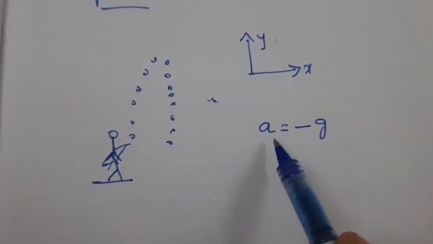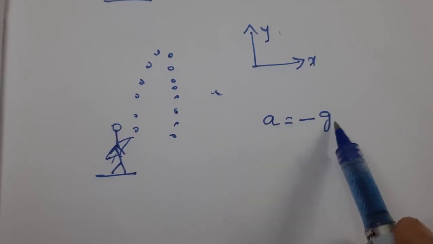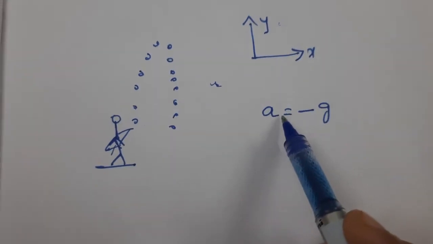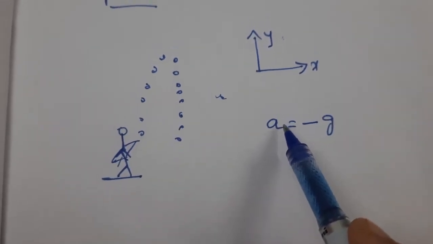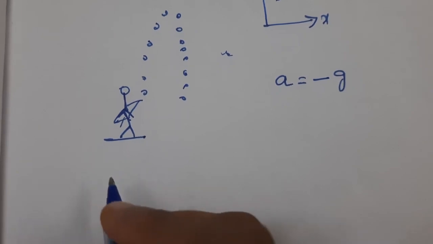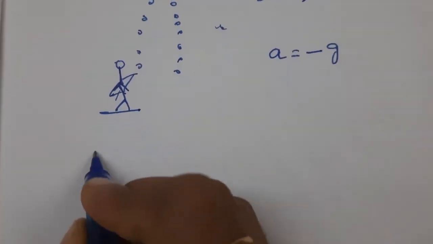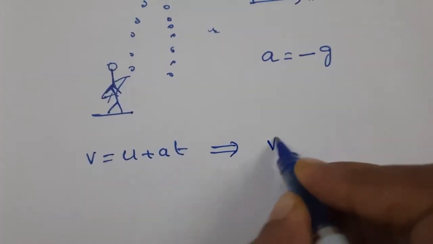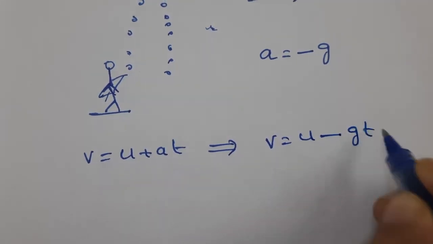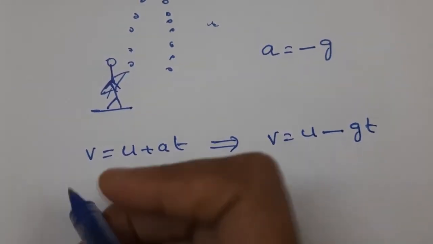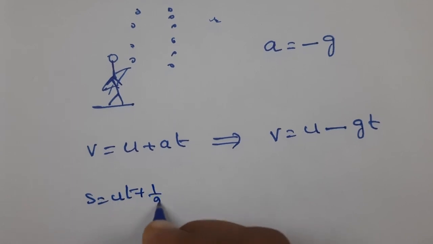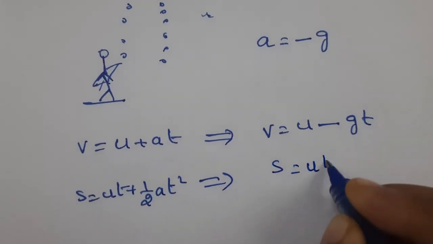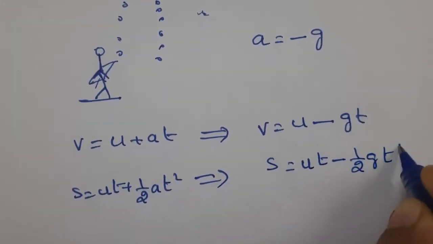So how can we write the acceleration? a is equal to minus g. g is actually acting downward. Here we are throwing upward, so we can write a equal to minus g. Now let's write the kinematical equations of motion. First one, v equal to u plus at. That can be changed as v equal to u minus gt. Second one, s equal to ut plus half at square. This can be changed as s equal to ut minus half gt square.